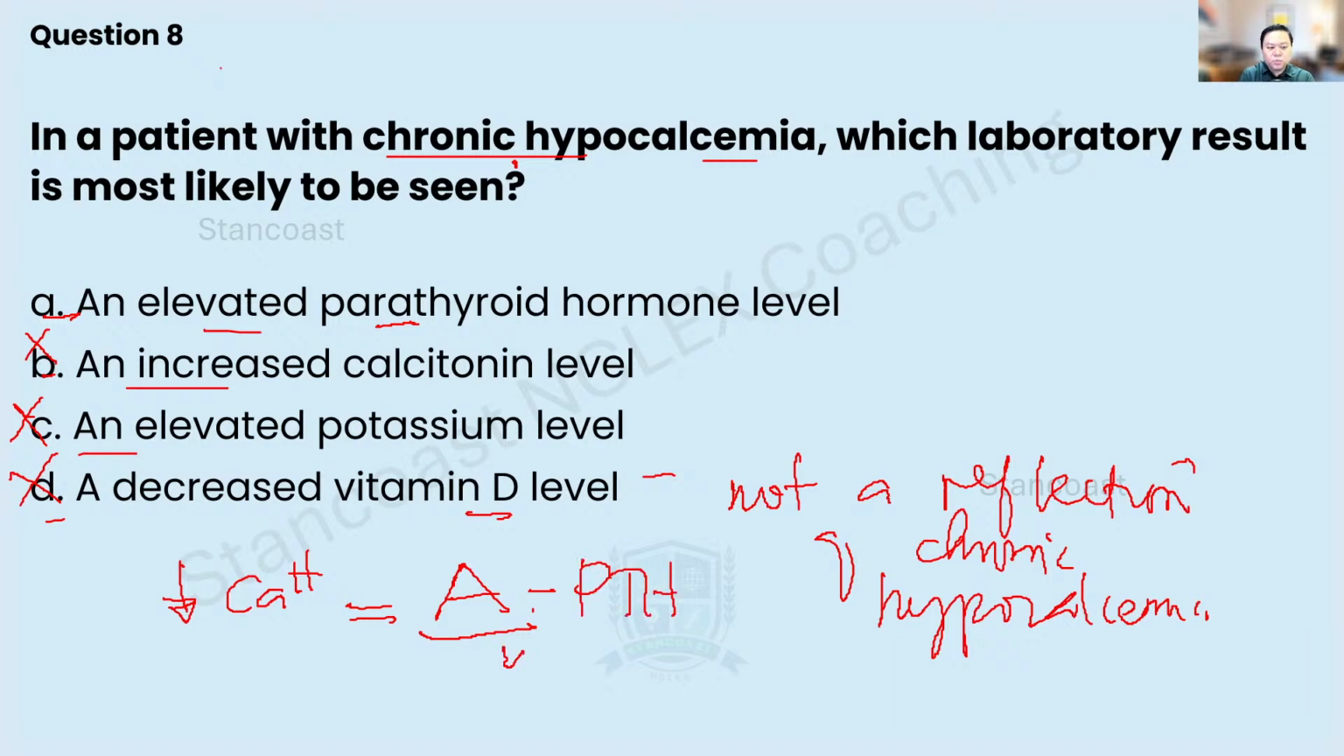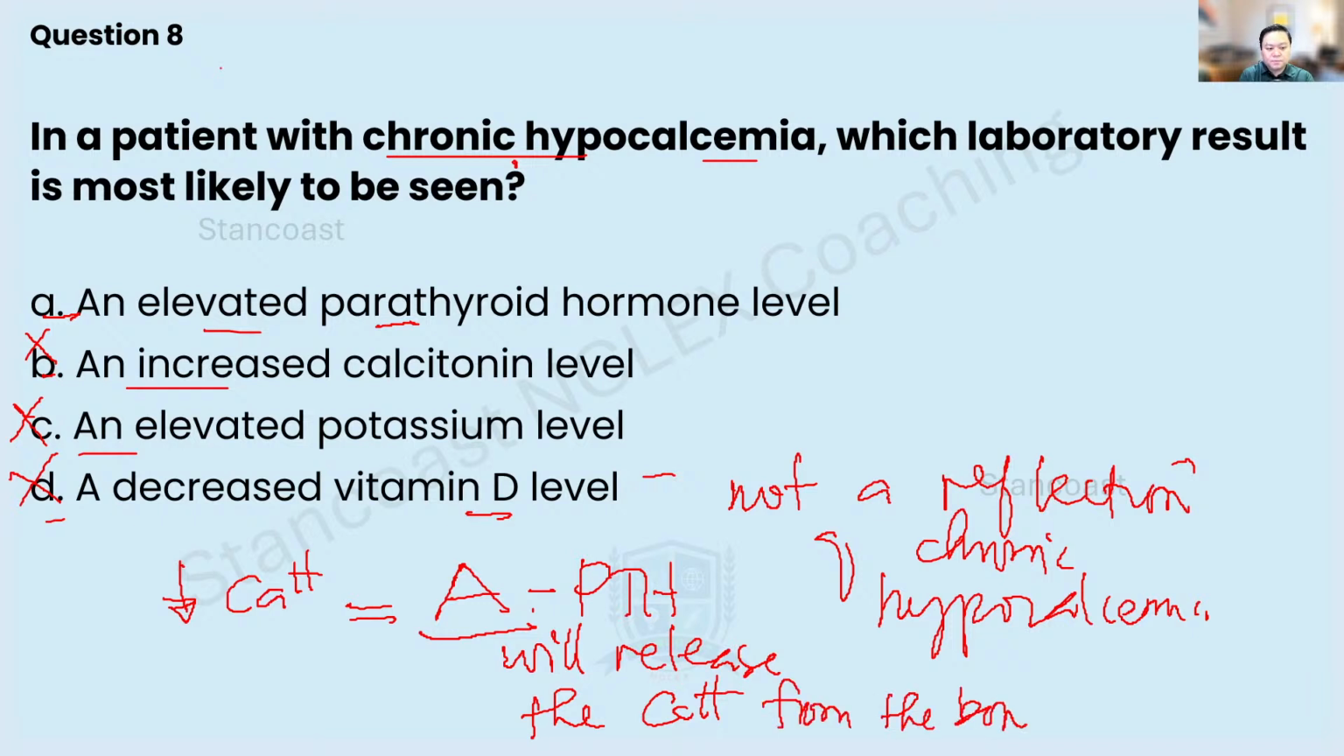PTH will release the calcium from the bones. So when you are checking the patient's PTH, we are talking about the level of the hormone. This will be elevated, and this is because the body is trying to correct the low levels of calcium. Okay? Calcium is released.